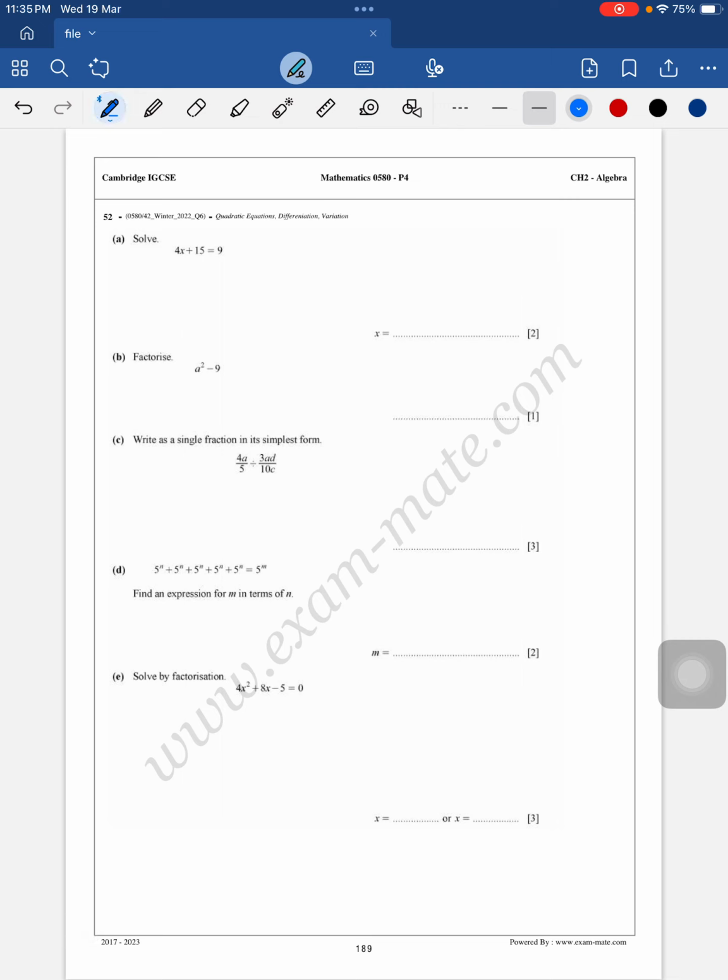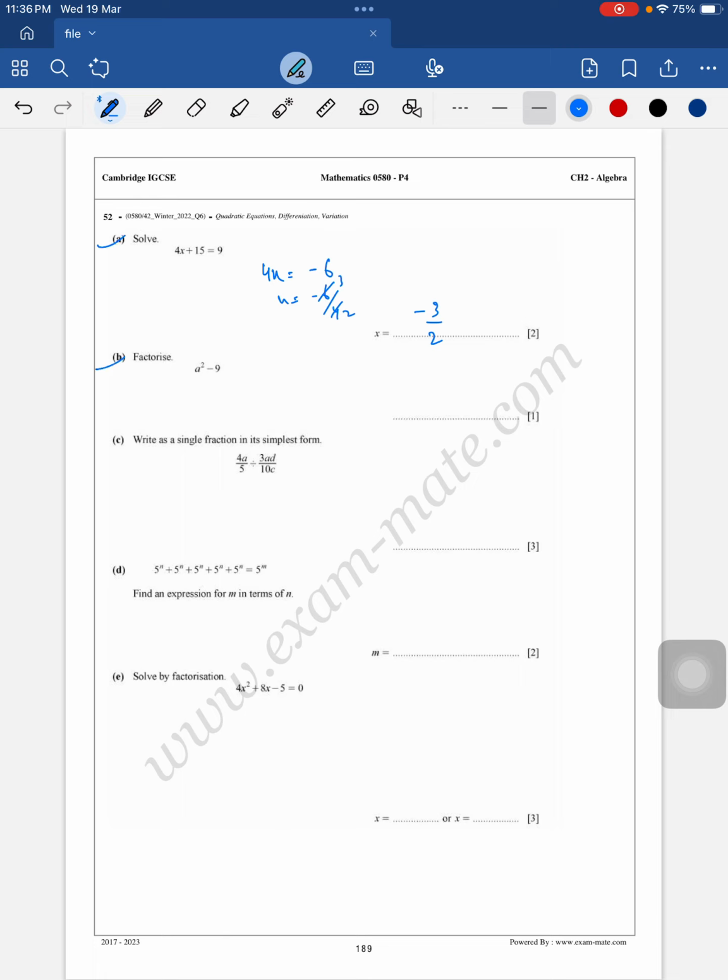Okay, question number 52. Solve 4x plus 15 is equal to 9. A very simple question. You will just move the number over there, that is 15. So 4x is equal to 9 minus 15, which is equal to minus 6, right? So x is equal to minus 6 upon 4. 2 3s are 6, 2 2s are 4, that is minus 3 upon 2.